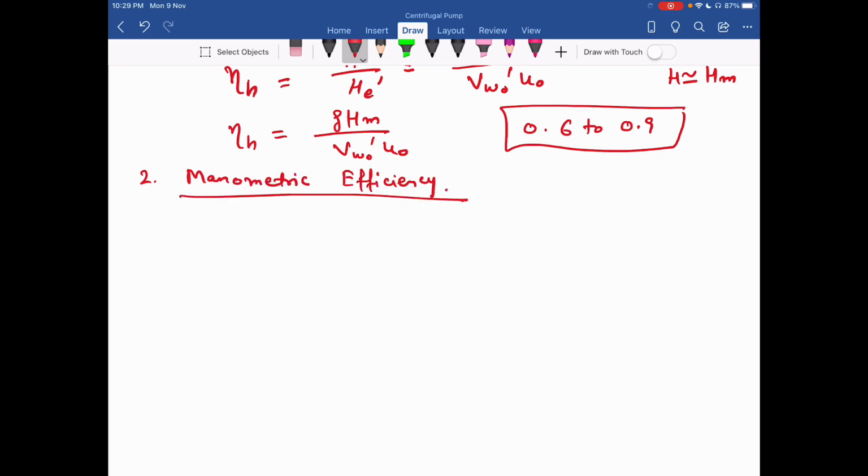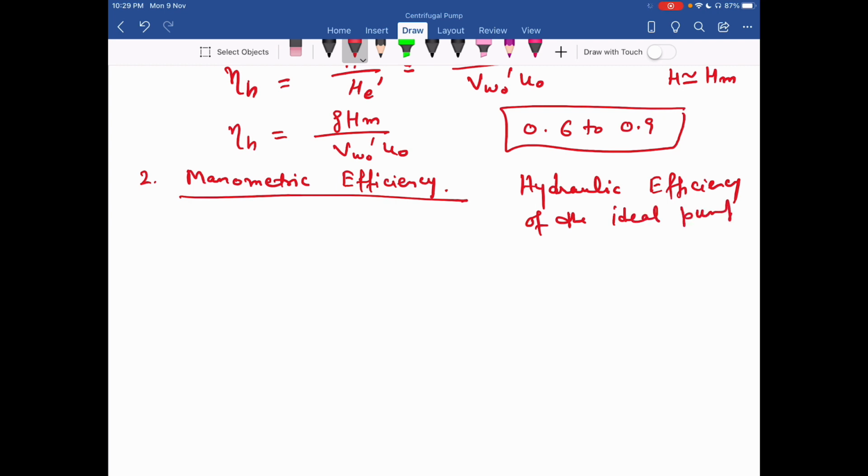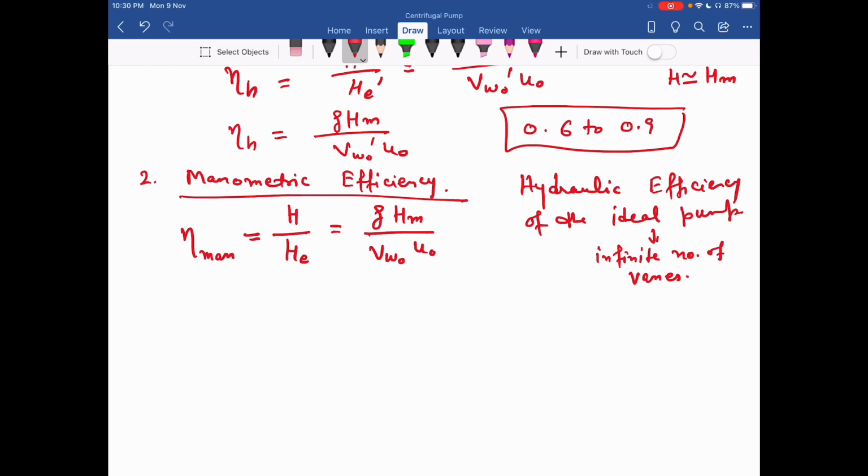The manometric efficiency is the hydraulic efficiency of the ideal pump. Ideal pump means a pump with infinite number of vanes. So I can write eta MAN, manometric, equal to H divided by HE. Okay, this is equal to gH divided by Vw0 U0. So this is the hydraulic efficiency of the ideal pump. Ideal pump is the pump with infinite number of vanes.